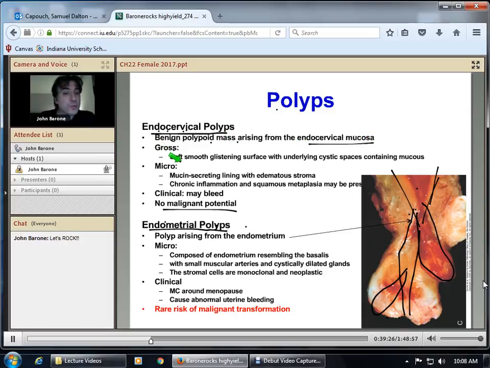On gross, they're soft, with a smooth, glistening surface. When you cut them open, you'll see cystic spaces with mucus. No big deal. Glands and mucus. Under the microscope, you'll see mucin-secreting lining, benign glands, and edematous stroma. You'll see some inflammation because it's squished in there. They may bleed. That's the significance. This is a potential cause of vaginal bleeding.